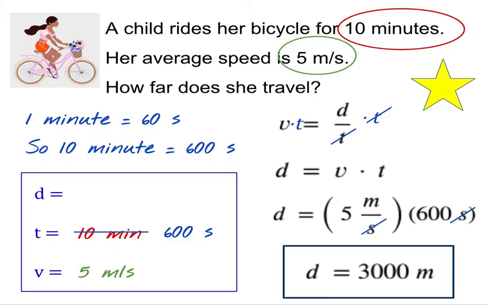By the way, don't worry if you need to grab a calculator at any point. That is always going to be allowed. You're always going to be permitted to use a calculator when you're doing any sort of calculation in our class.